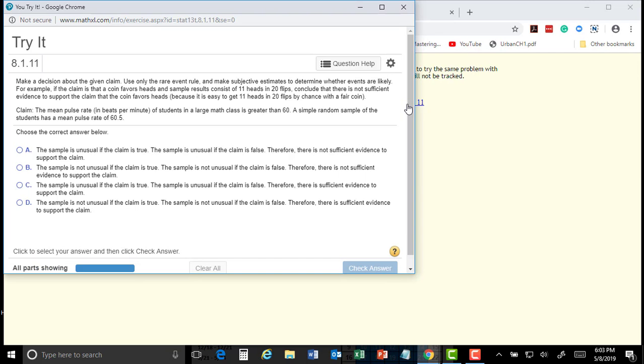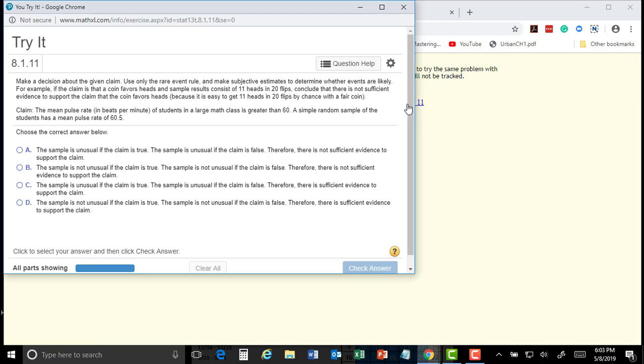Okay, so we're going to make a decision about the claim, and we're going to use what's called the rare event rule. If it's a really rare event, we're probably going to think of it as not likely. Make a subjective estimate and determine whether the events are likely.